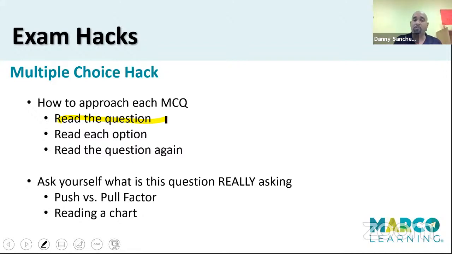After you read the question, look at each option available to you. Read each one. And I want to emphasize here, read each one, because you might find a good answer in A or B and not realize that option C, D, or E has a better answer, because the magic wording for a multiple choice question is choose the best answer.